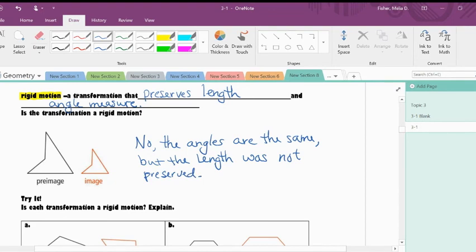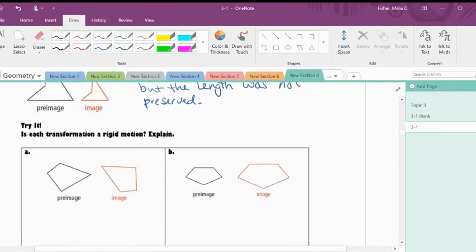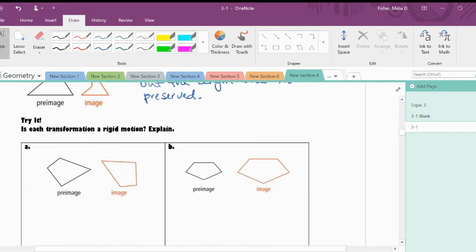Go ahead and pause your video and do the try-its. Are each of those rigid motions? You have your pre-image and your image. This one might be a little bit harder for you to see, but this one is yes. If you rotate the first one around until it is facing the same direction as that image, you could slide them right on top of each other. And B, the answer should be no, they are not the same size.